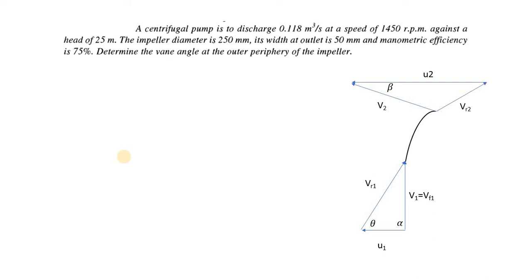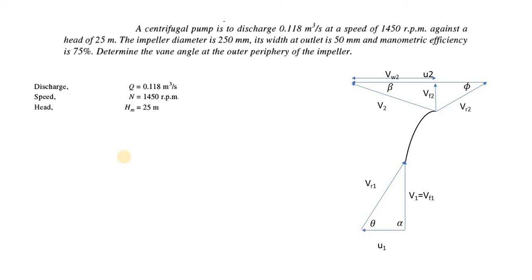Let us proceed with the drawing of velocity triangles. The backward vane, V1, which is also equal to Vf1, and U1. Angle alpha is 90 degrees, and theta. The relative velocity Vr1, at outlet it's V2, U2, and then the relative velocity Vr2. The angle made by V2 with respect to U2 is beta, the vane angle is phi, the component of V2 is Vf2, and the horizontal component is Vw2. Let us list out the data given.